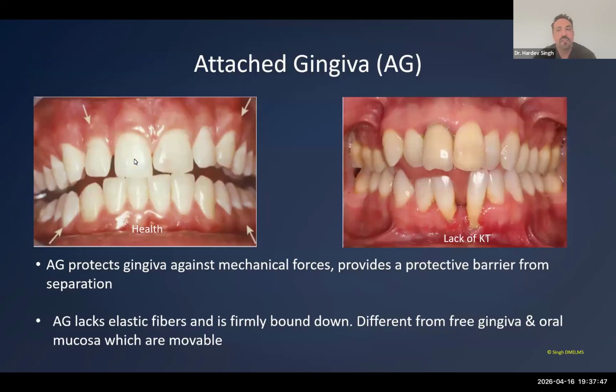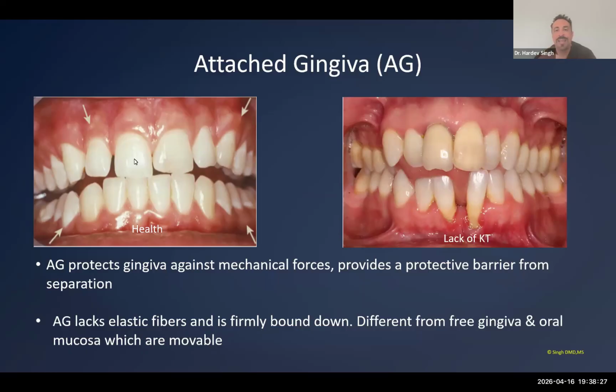So what does the attached gingiva really do? Well, the attached gingiva is there to protect the teeth, and they keep the teeth bound down. So it's like your thick protective barrier, just like you have calluses on your hands, you have this thick keratin. That's very similar to that thought process of what its protective function is. It does not have elastic fibers and it's bound down versus oral mucosa, where you can see on the picture on the right, this patient I have does not have any attached tissue.